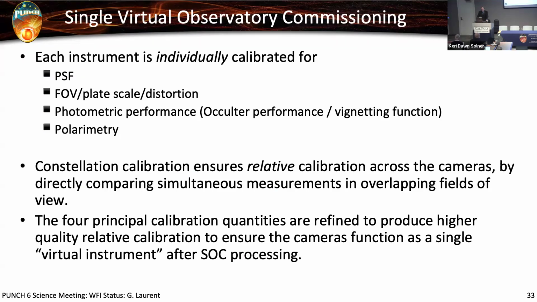So we've just talked about our individual instruments. Again, this is effectively a single virtual instrument. So individually, we look at our point spread function, field of view, photometry, and polarimetry. But constellation calibration requires understanding these items very precisely across different spacecraft.